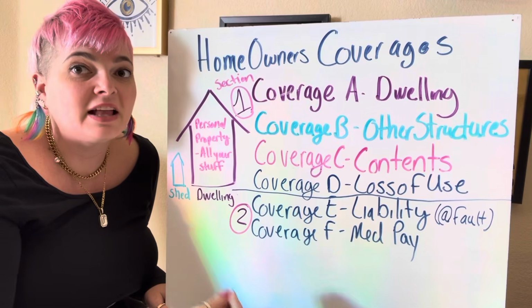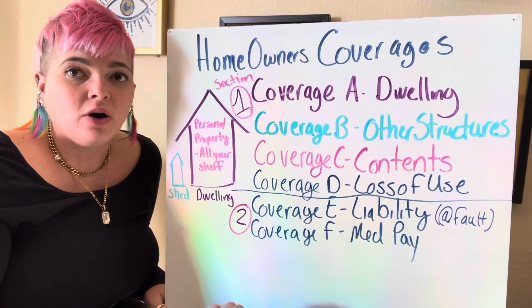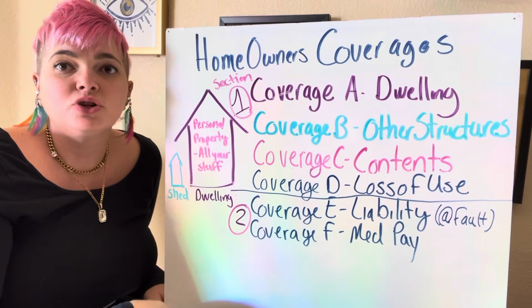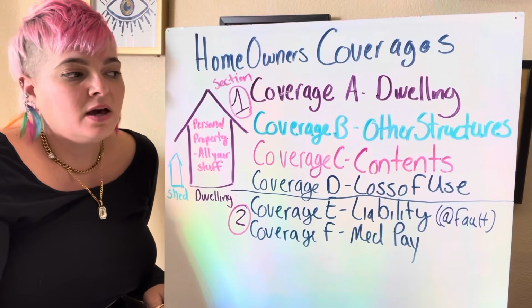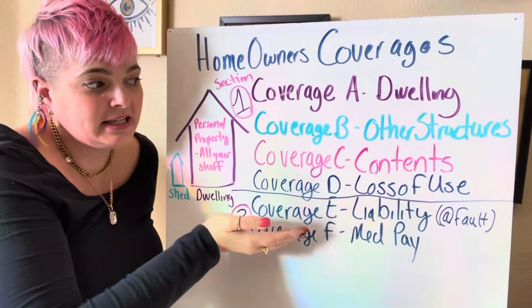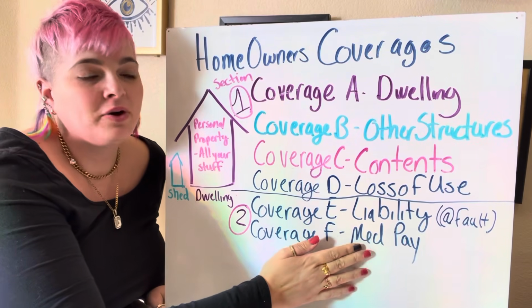So the first coverage in Section 2 is known as coverage E, and it's E for liability. Coverage E, liability. And this is if the homeowner is at fault for hurting another person or damaging another person's property. Like if your dog were to bite somebody, coverage E is what could pay out for that. It's very important: at fault.